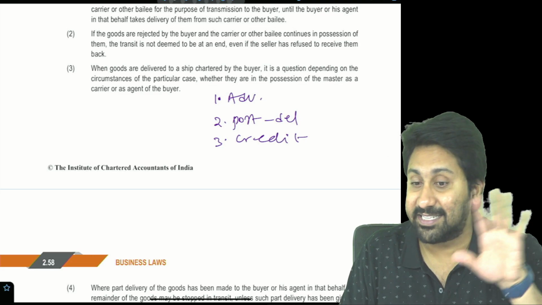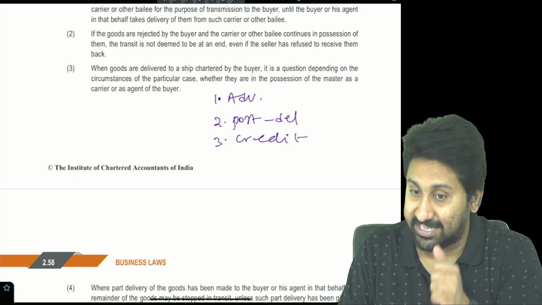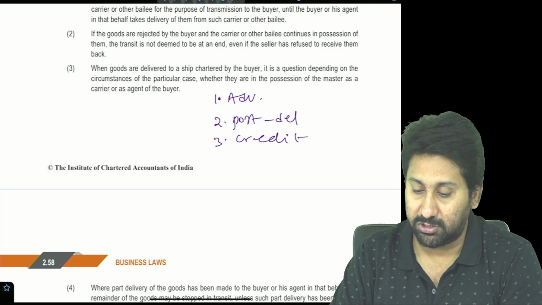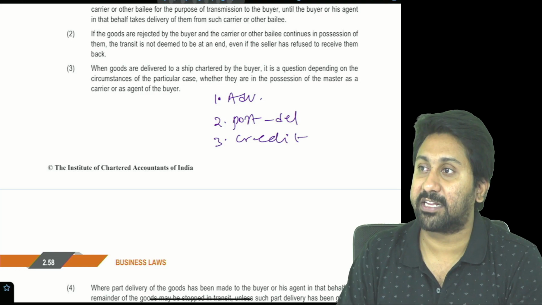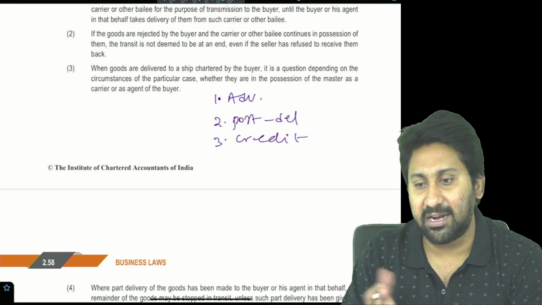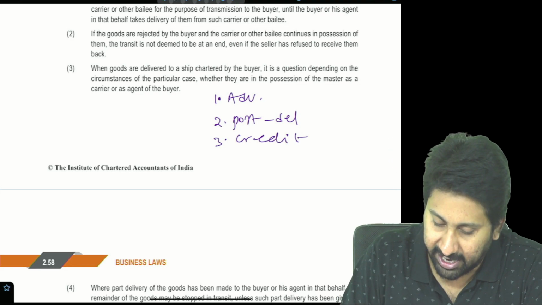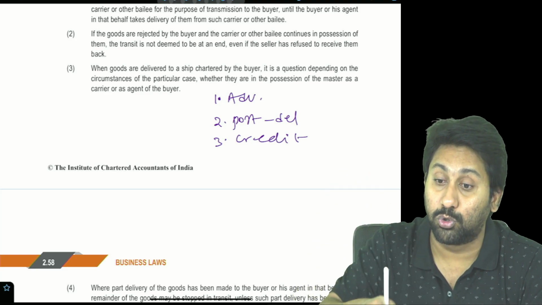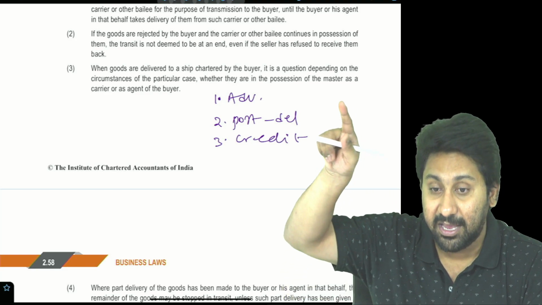Then I can't exercise a lien. When can I exercise a lien? I can exercise a lien only if the goods are in the possession of the seller. Then only I can exercise lien. Or else I can't exercise the right of lien. So in credit transactions, what we can do is take an action not against the goods, but take an action against the buyer.